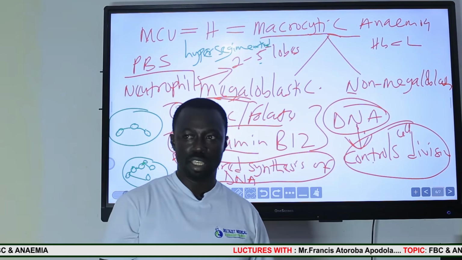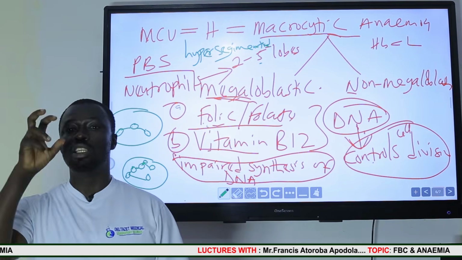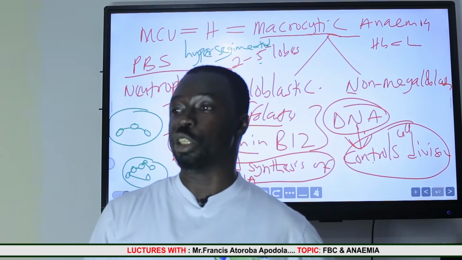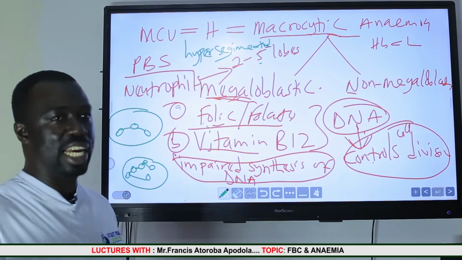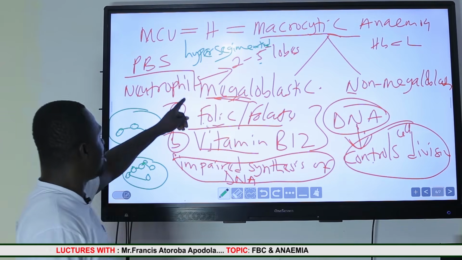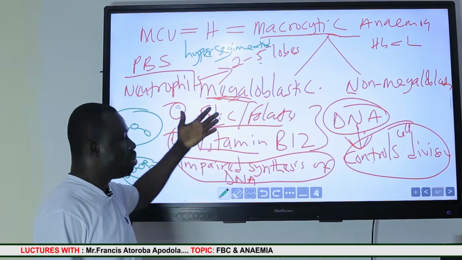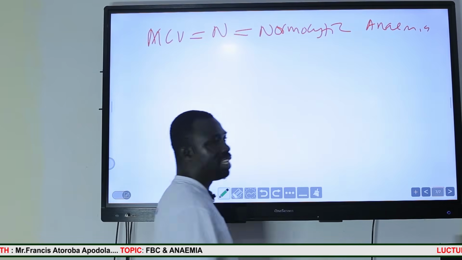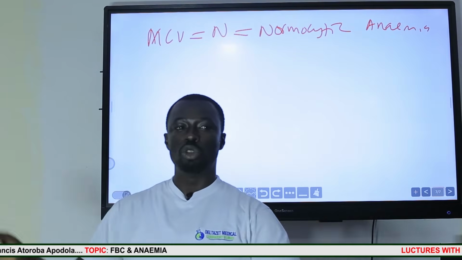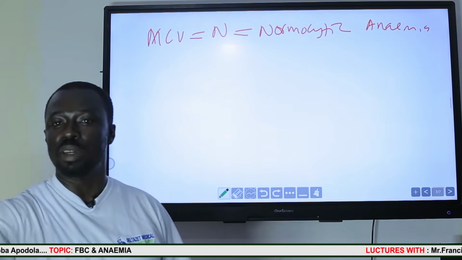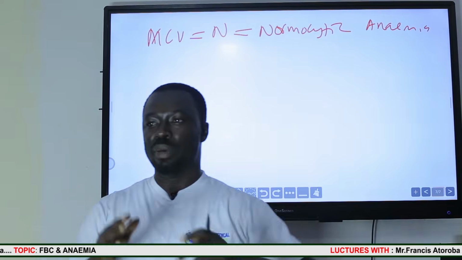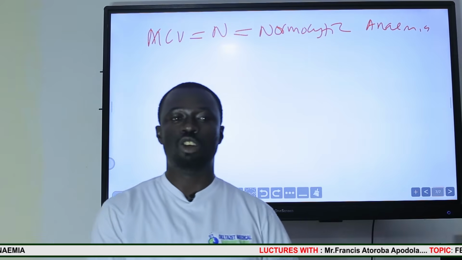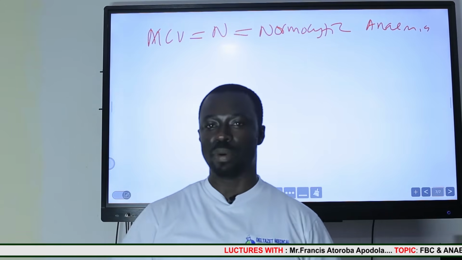So once you see a hypersegmented neutrophil in your peripheral blood smear, it points to megaloblastic anemia. So in megaloblastic anemia, the neutrophils are hypersegmented. Once the clinician, the physician or the nurse sees that there is hypersegmentation, they will know that this is a typical case of what? Megaloblastic anemia. And that is what can be used to differentiate megaloblastic anemia from non-megaloblastic anemia. In megaloblastic anemia, there is hypersegmentation of the neutrophils, whilst in non-megaloblastic anemia, there is no hypersegmentation.